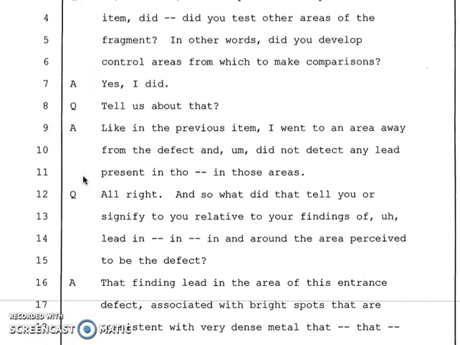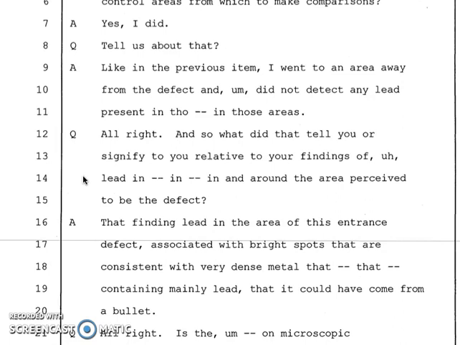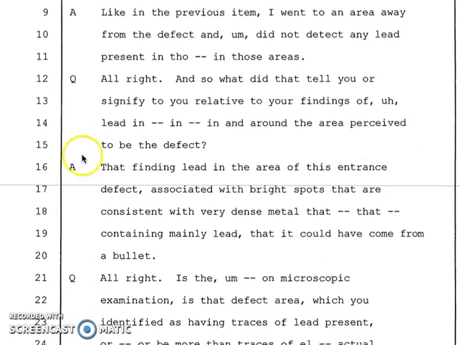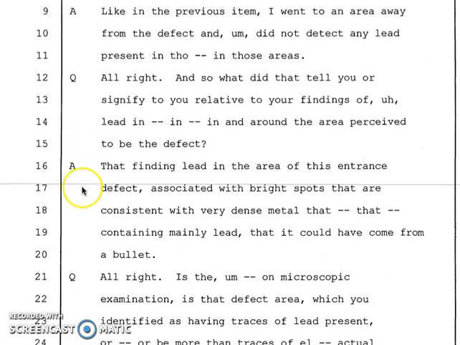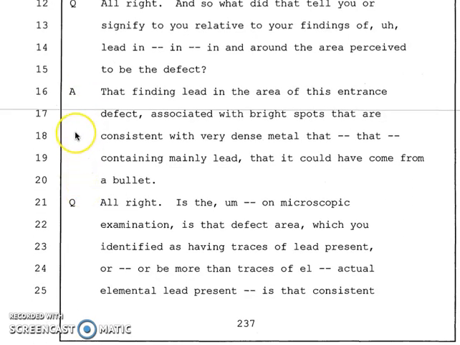Tell us about that. Like in the previous item, I went to an area away from the defect, and did not detect any lead present in those areas. All right, and so what did that tell you or signify to you relative to your findings of lead in and around the area perceived to be the defect? Finding lead in the area of this entrance defect, associated with bright spots that are consistent with very dense metal containing mainly lead, indicates that it could have come from a bullet.